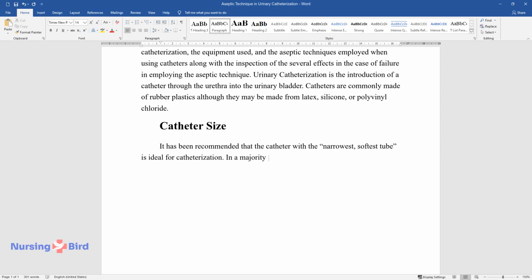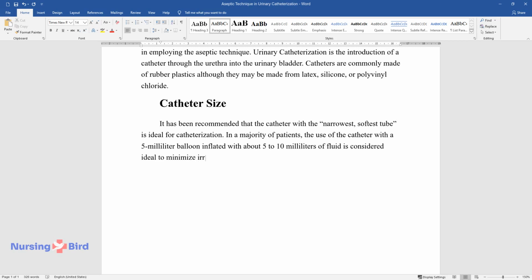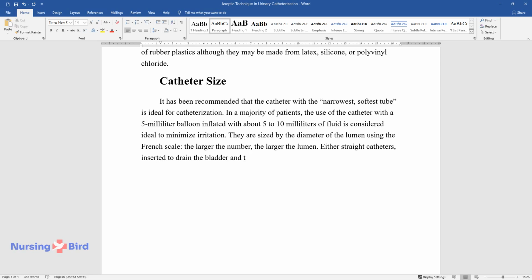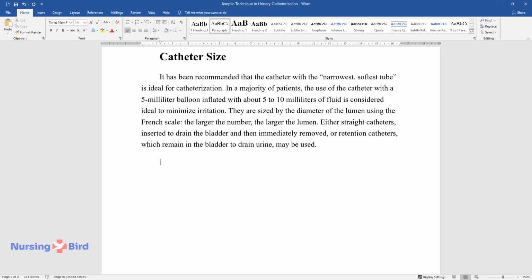In a majority of patients, the use of the catheter with a 5 ml balloon inflated with about 5 to 10 ml of fluid is considered ideal to minimize irritation. They are sized by the diameter of the lumen using the French scale. The larger the number, the larger the lumen. Either straight catheters, inserted to drain the bladder and then immediately removed, or retention catheters, which remain in the bladder to drain urine, may be used.